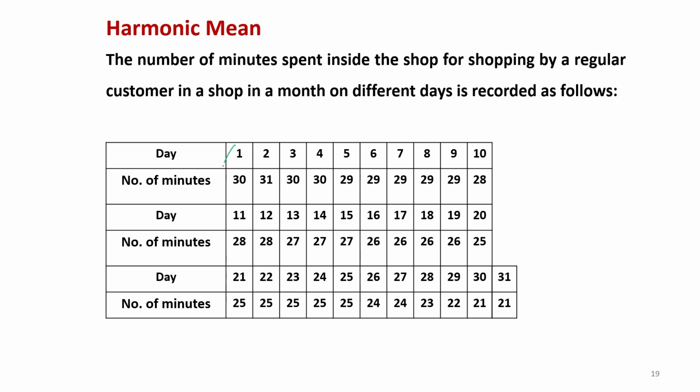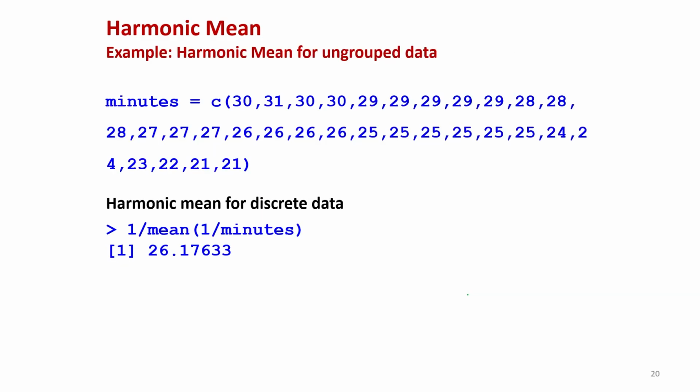On day 1 the customer spent 30 minutes, on day 2 31 minutes, on day 3 the customer spends 30 minutes, and so on. This data on the minutes is stored in a data vector, minutes, and you can see it here. Now I consider this data as ungrouped data, and I compute my harmonic mean using the command 1 upon mean of 1 upon minutes. It comes out to be 26.17.